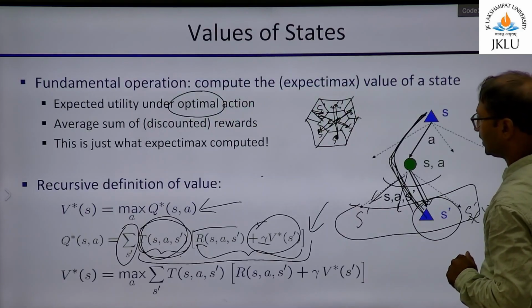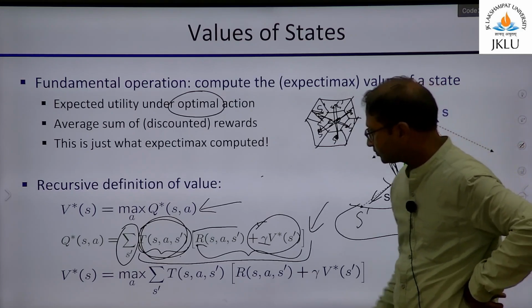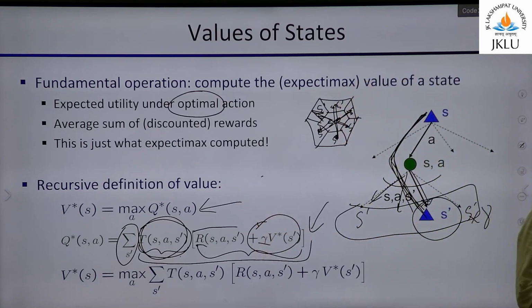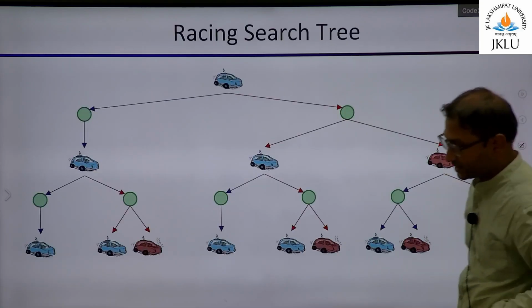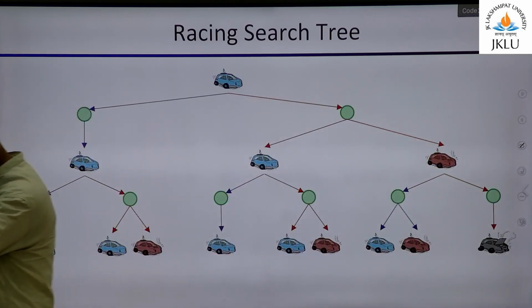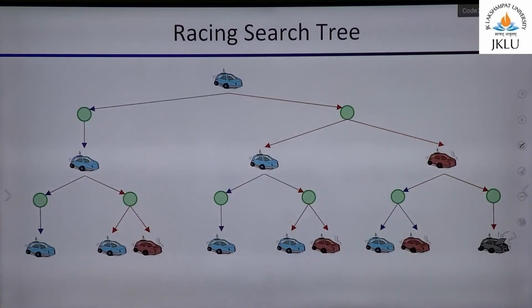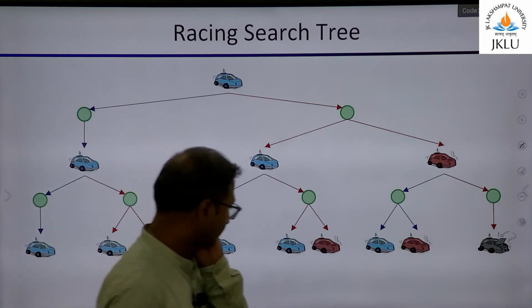So we were here. Okay. All right. So we continue from here now. Racing search tree. What are we going to do in this?